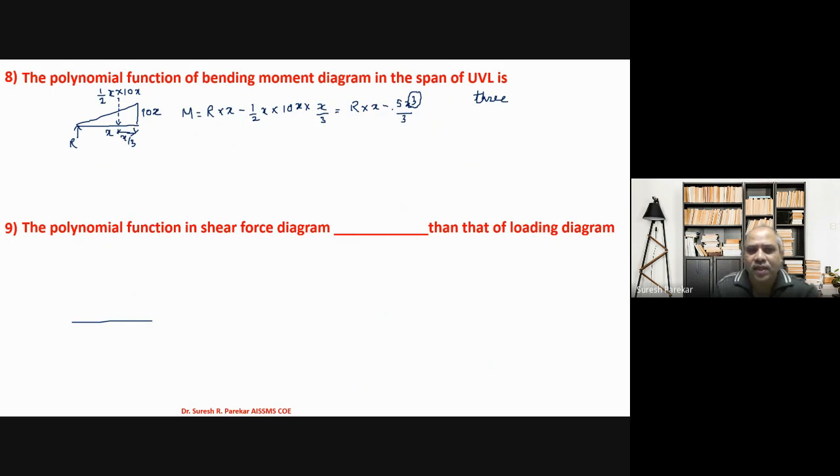The polynomial function in the shear force diagram is greater than that of the loading diagram. Only in the case of concentrated load, what will happen? In the case of concentrated load, as we have seen, we do not have any polynomial function here also and here also. Otherwise, the polynomial function in the shear force diagram is greater than that of the loading diagram by 1, except between the concentrated load or concentrated load and reaction.